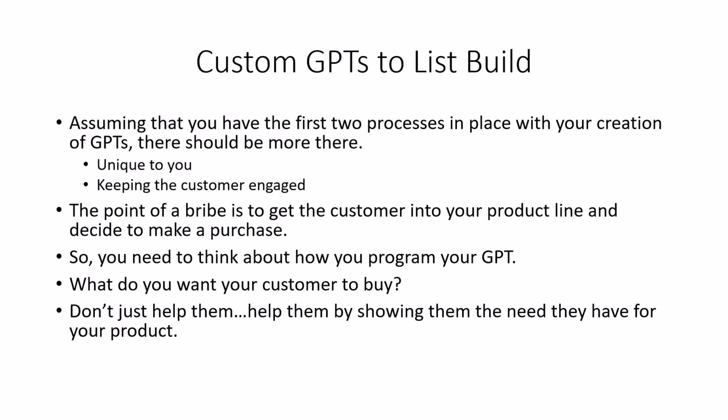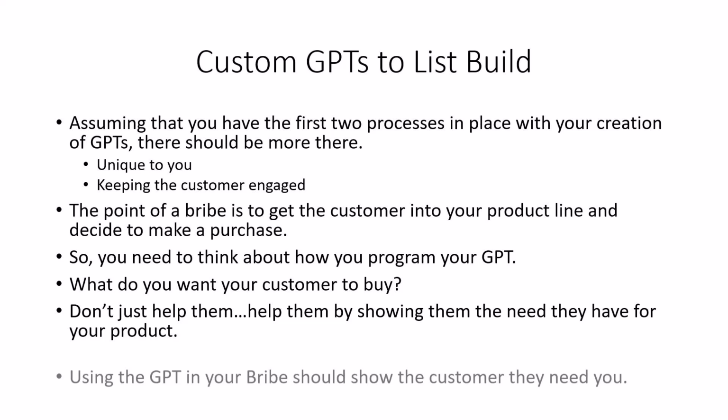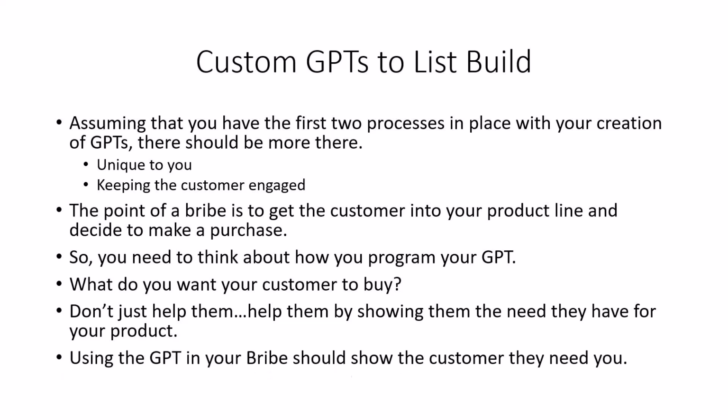You're not just here to help people, right? If all you're here to do is help people, then you will not live to fight another day, because you have all these freebie seekers on your list and they're not going to buy anything, and you haven't asked them to buy anything. So basically, you will see the profit lacking, and eventually you just won't want to do the business anymore. So don't just help people. You help them by showing them what they need to have for your product. Use the GPT in your bribe to show the customer that they need you, right? That's what you're trying to do.